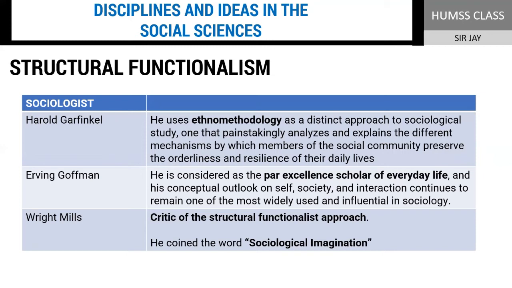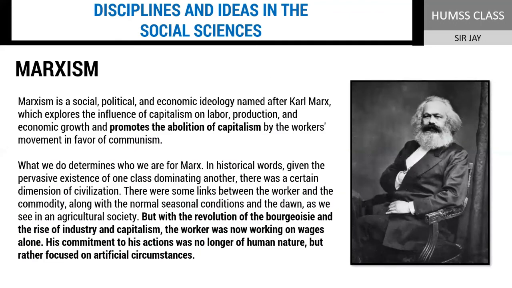Next one is C. Wright Mills. Mills was possibly the most vocal and influential critic of the structural functionalist approach to sociology that flourished in the mid-20th century. Mills is best known for coining the word sociological imagination. Again, sociological imagination. This is a viewpoint that enabled the person who created it to understand the essential connections between history and culture, social context, and human experience. Those are the sociologists under structural functionalism.